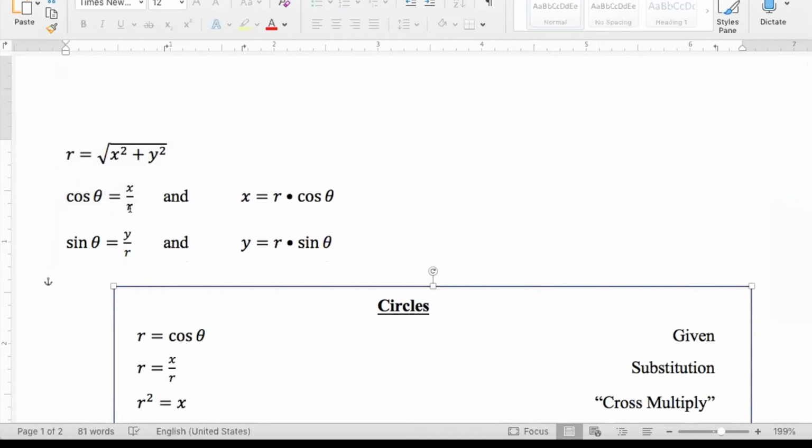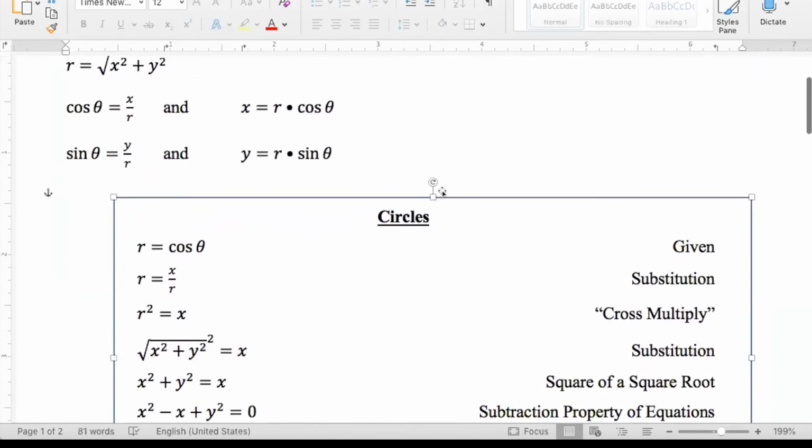Cosine of theta is equal to x over r, and sine of theta is equal to y over r, because that's how we defined them last semester. And if you cross multiply by r, x is equal to r cosine theta, y is equal to r sine theta. Right? Just multiply both sides by r.